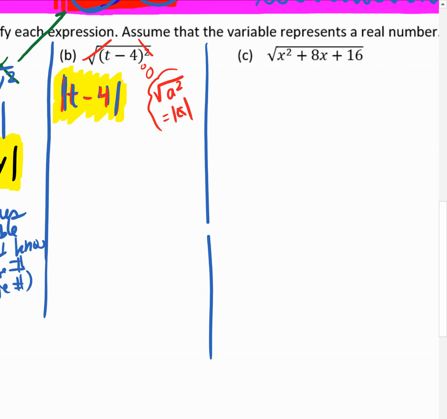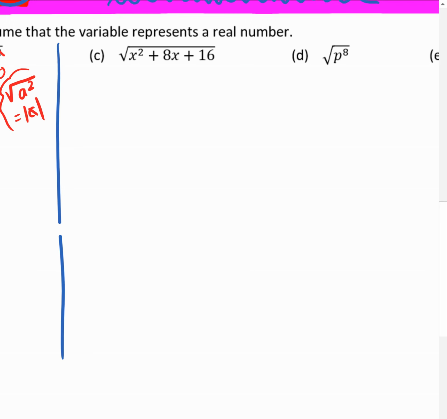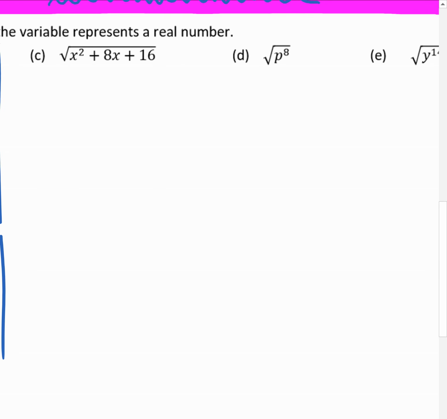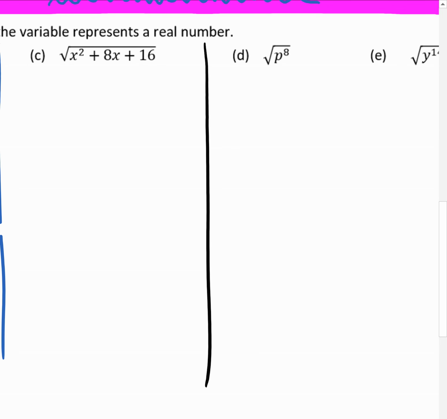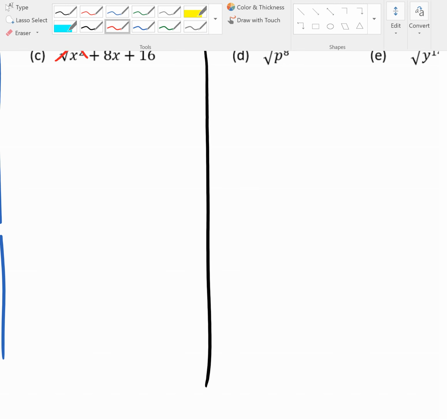Let's look at this last guy here, part C. Oh no, sorry, the second to the last guy. Third to the last guy, part C. So part C, I look at him and I say, you know what? I thought this was going to be similar to the last one, but I cannot cancel the square root and the square. I want to, but I can't.